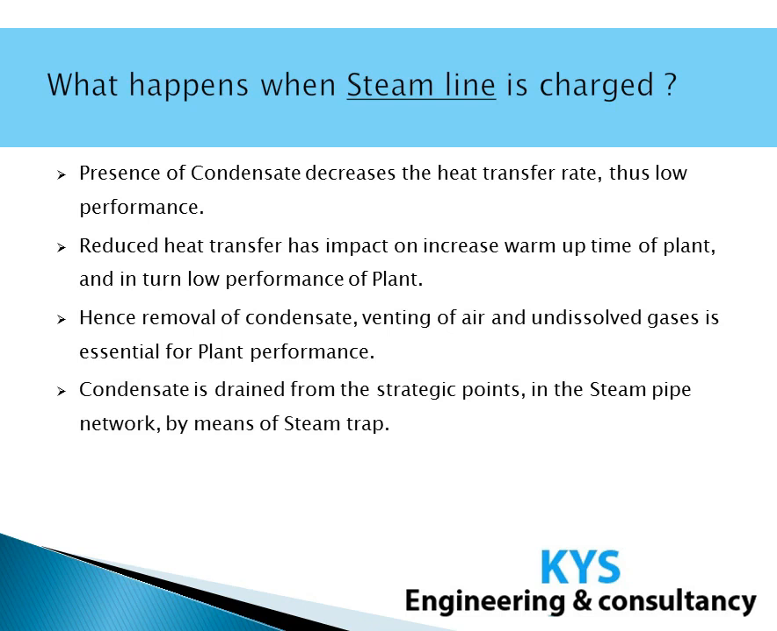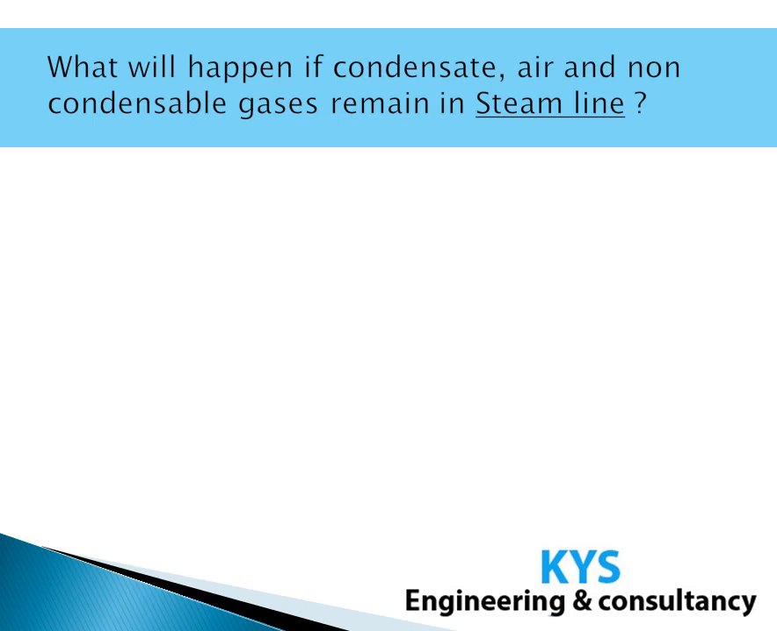Condensate is drained from strategic points in the steam pipe network by means of a steam trap. A steam trap acts as an instrument for all of the above requirements. Now let us see what will happen if condensate, air and non-condensable gases remain in the steam line.